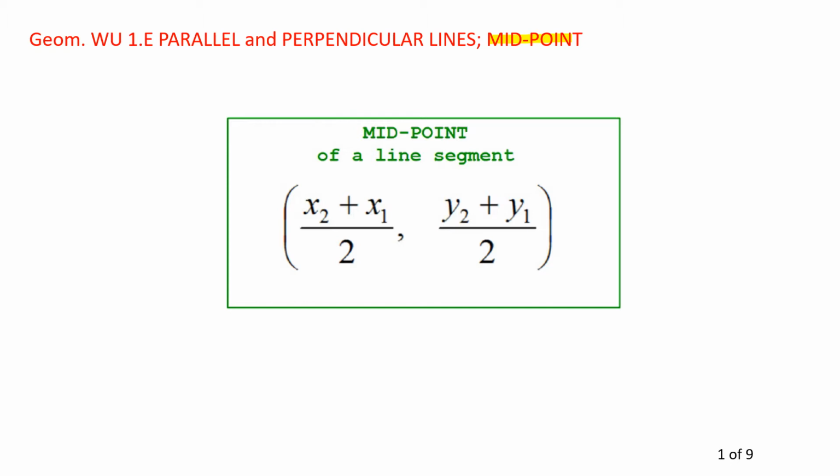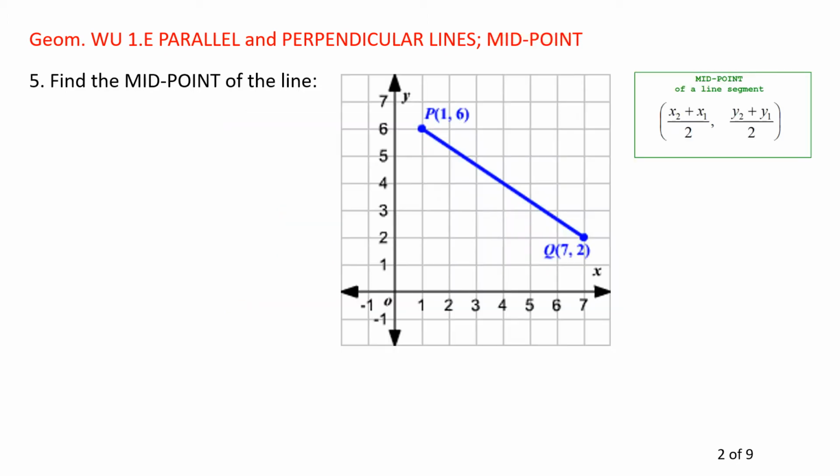Midpoint is basically just the average of 2 points. You've got x plus x divided by 2, y plus y divided by 2. You're trying to find the average of 2 points. So I want to know the midpoint between x sub 1, y sub 1, x sub 2, y sub 2.